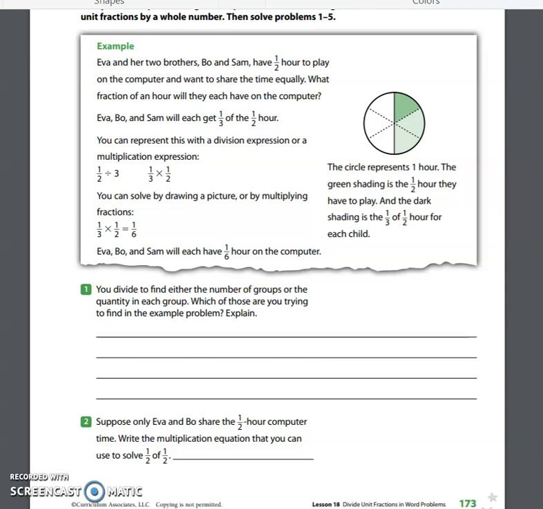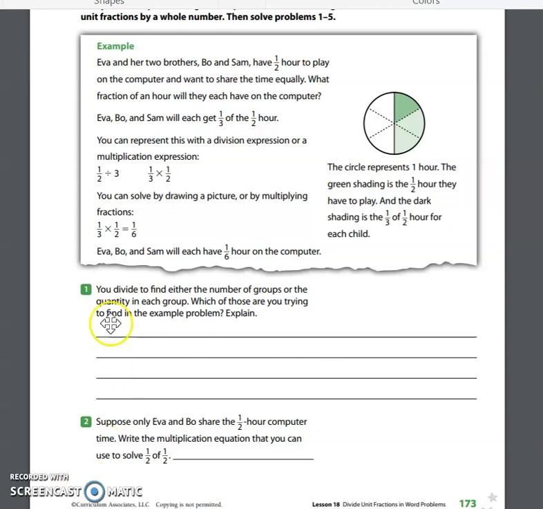Eva, Bo, and Sam will each get a third of the half an hour. You can represent this with a division expression or a multiplication expression. So we know we have a half divided by a third, or we can say a third times 1/2. So for number one, it says you divide to find either the number of groups or quantity in each group. So it's asking us which of those are you trying to find in the example problem. And we need to explain.